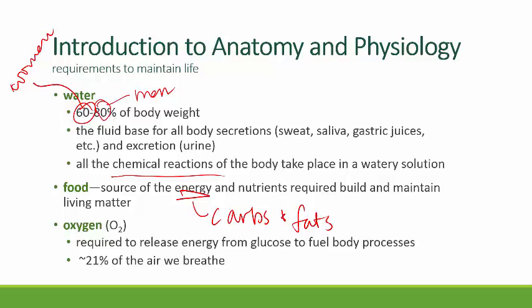Oxygen, also very important. Without oxygen, we would not be able to release the energy from glucose to create the ATP that will then fuel the body processes that we're trying to accomplish. And oxygen is somewhere around 1/5 of the volume of the air that we breathe. So only 1 in 5 parts of air that we breathe is oxygen. Most of it, interestingly enough, is nitrogen gas.